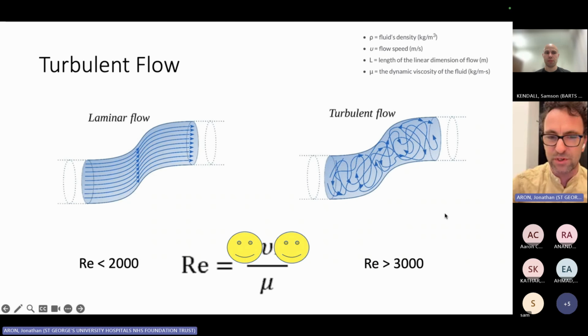So the idea is, of course, that the heart and us want to keep all flow through the left ventricular outflow tract laminar, because the left ventricle has to generate a lot less pressure to eject a certain volume of blood than if the flow was turbulent.